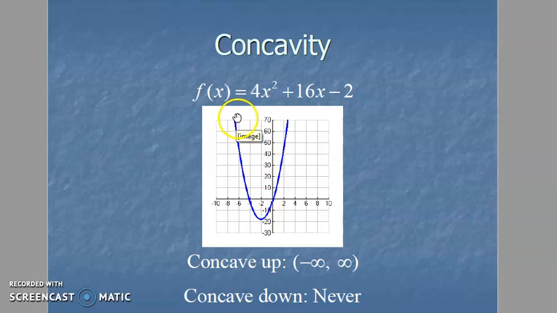So this is the graph. Everywhere on this graph f double dash of x is greater than 0. If you look at the graph you can understand that it is concave up and is never concave down. So it is concave up in the interval minus infinity to infinity, and it is never concave down. In this case the function does not have any inflection points.